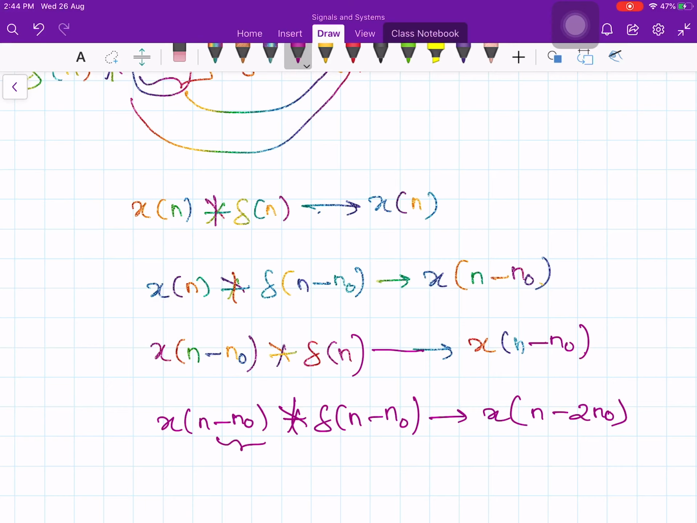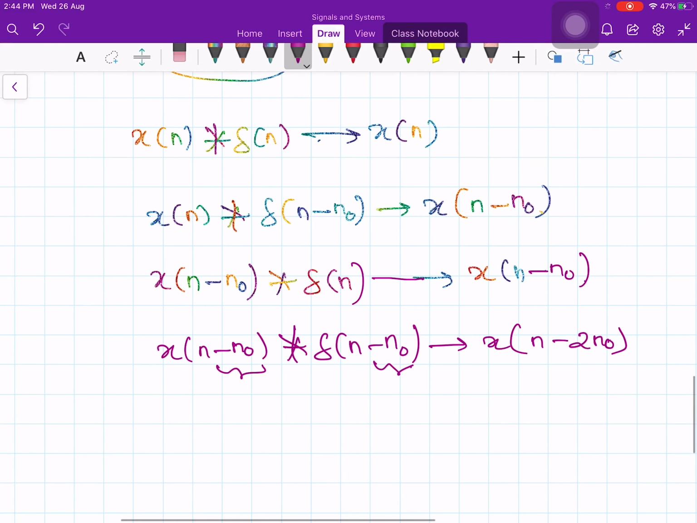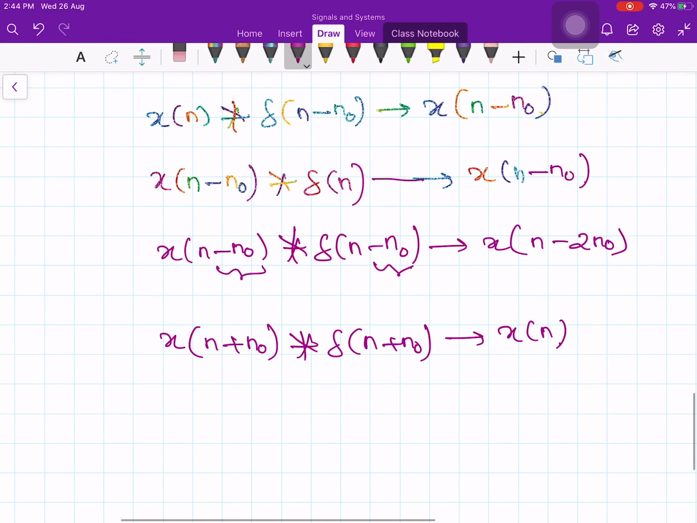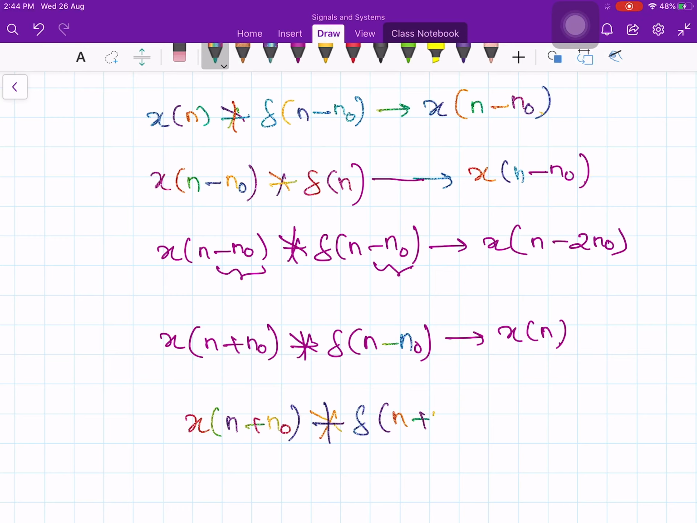Now, sometimes people will say x of n plus n naught convolved with del of n plus n naught. Then x of n plus n naught convolved with del of n plus n naught gives rise to x of n plus 2 n naught. Like that it keeps on going.